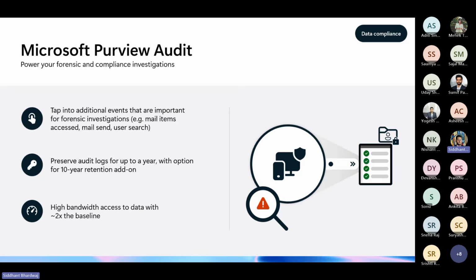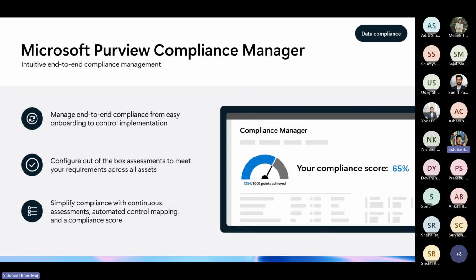So nearing the end of all the capabilities Microsoft Purview has, next is the audit. Basically, it is a central part where you can have your forensic investigations, from email items to mail sent to your user searches conducted, and it preserves the investigation as well as the affected items and artifacts. It has the option to preserve that data for up to 10 years while also having high access bandwidth to all Microsoft resources.